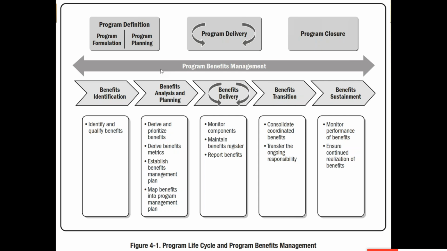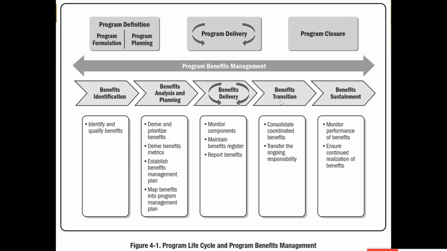And what is happening as far as the program benefit is concerned, first benefits are identified, then analyzed and planned, then delivered, then transitioned, then sustained. So all this is happening during the program life cycle. So benefit identification and part of analysis and planning might be happening during definition. And program delivery can be directly associated with or compared with the benefit delivery, but because some of the components will be the incremental benefits, if at all we are delivering the incremental benefits, so they will start the program closure things like benefit transition and sustainment right from the delivery.